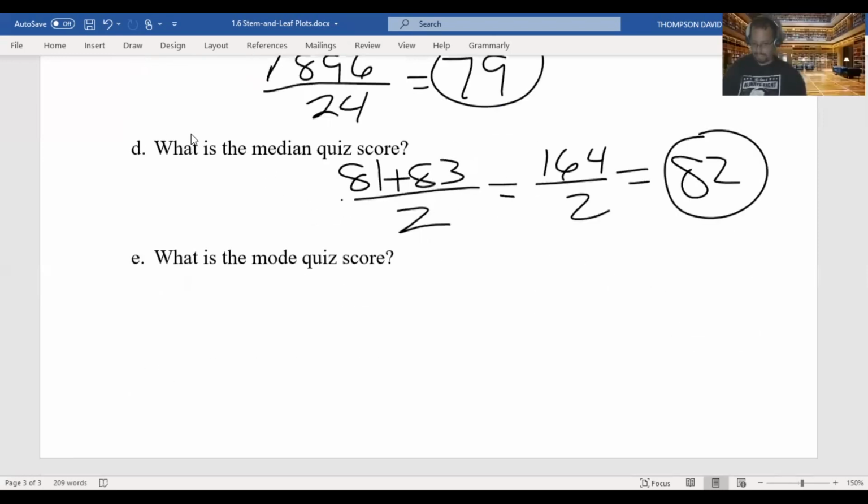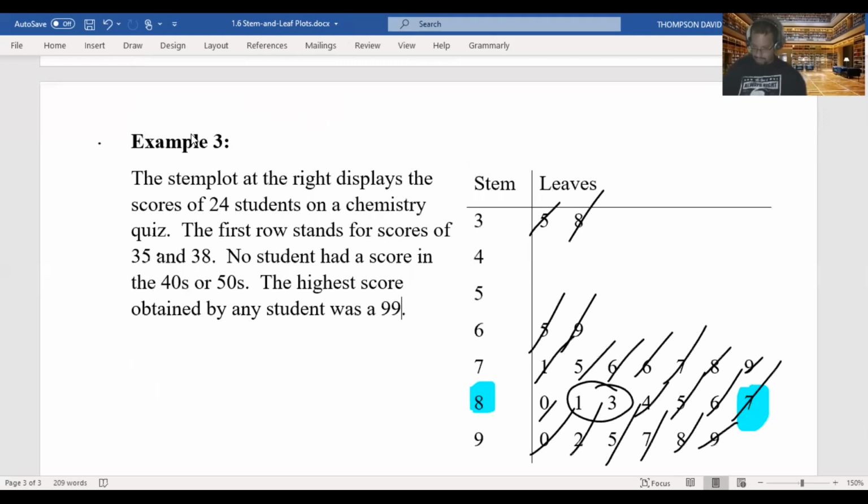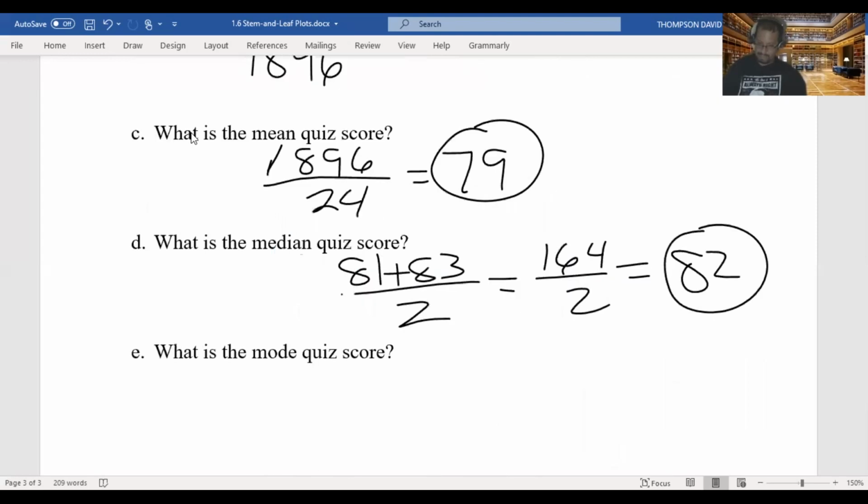Now our mode quiz score. That's the quiz score that appears the most frequently. And in this situation, it is 76. So our mode or most frequent quiz score is 76. And we are done with this problem.